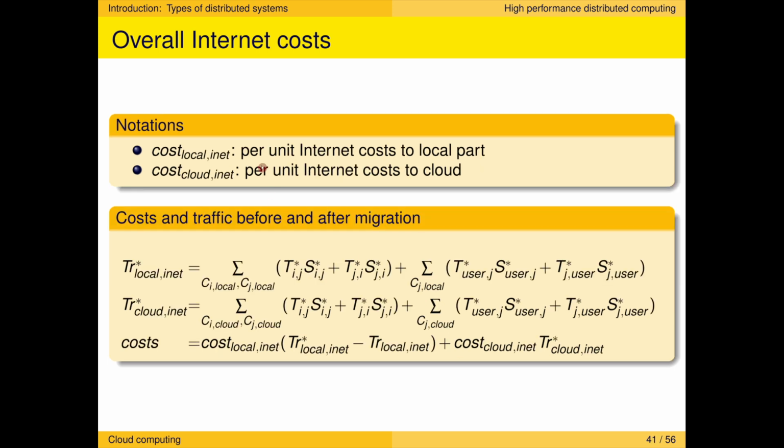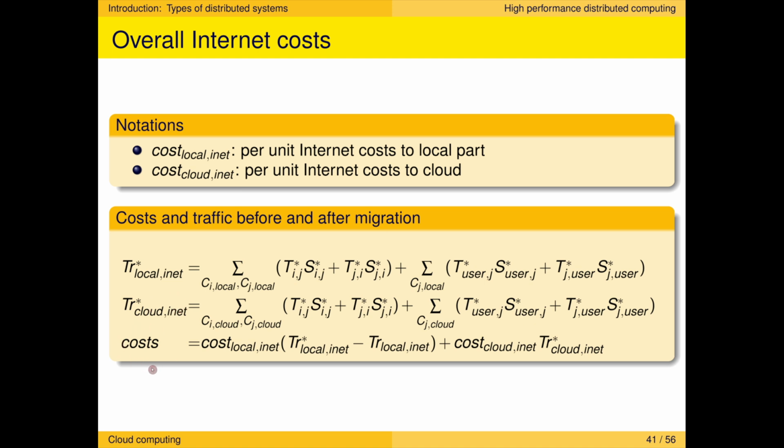So let's call the cost per unit of transmitting, say, 1 megabyte of information for the local and for the cloud. So the overall traffic would be a number of connections times the size of each connection. That means the amount of data that's being transferred. This is for the local to internet, and this is for cloud to internet.